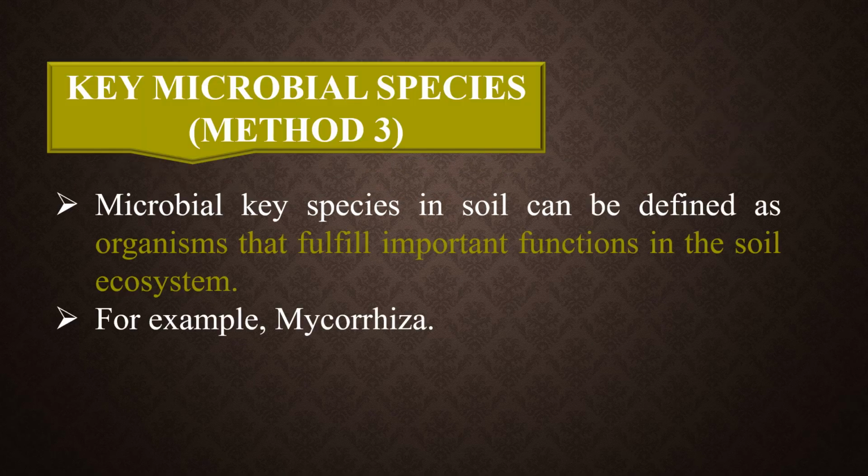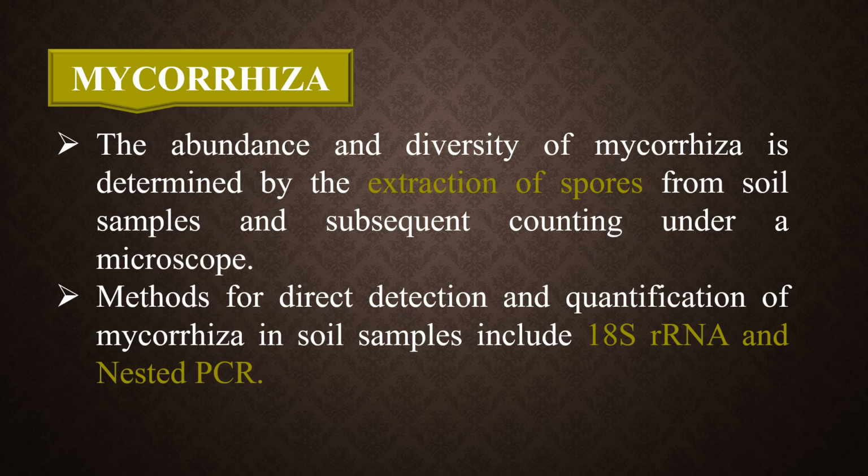Key microbial species. Microbial key species in soil can be defined as organisms that fulfill important functions in the soil ecosystem. For example, mycorrhiza. Mycorrhiza. The abundance and diversity of mycorrhiza is determined by the extraction of spores from soil samples and subsequent counting under a microscope. Methods for direct detection and quantification of mycorrhiza in soil samples include 18S rRNA and nested PCR.